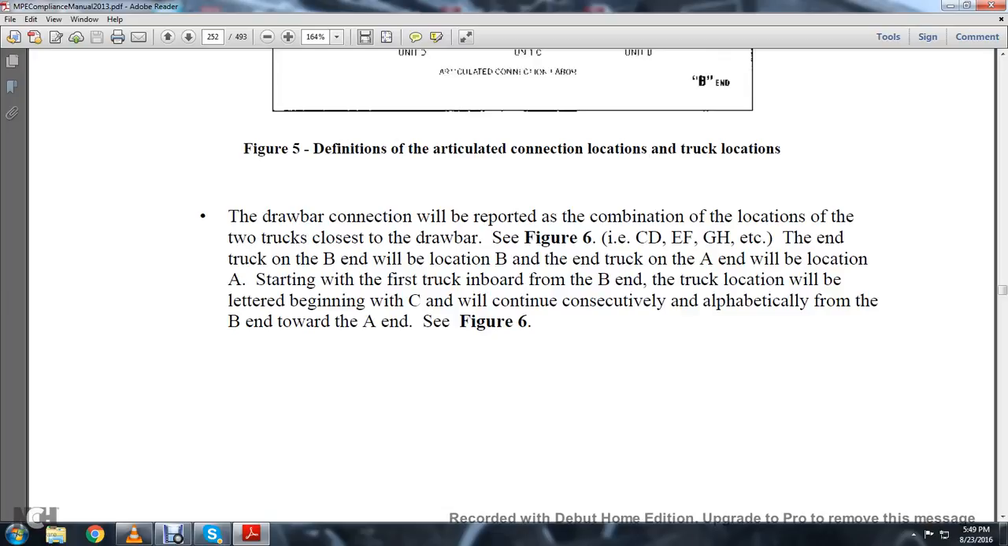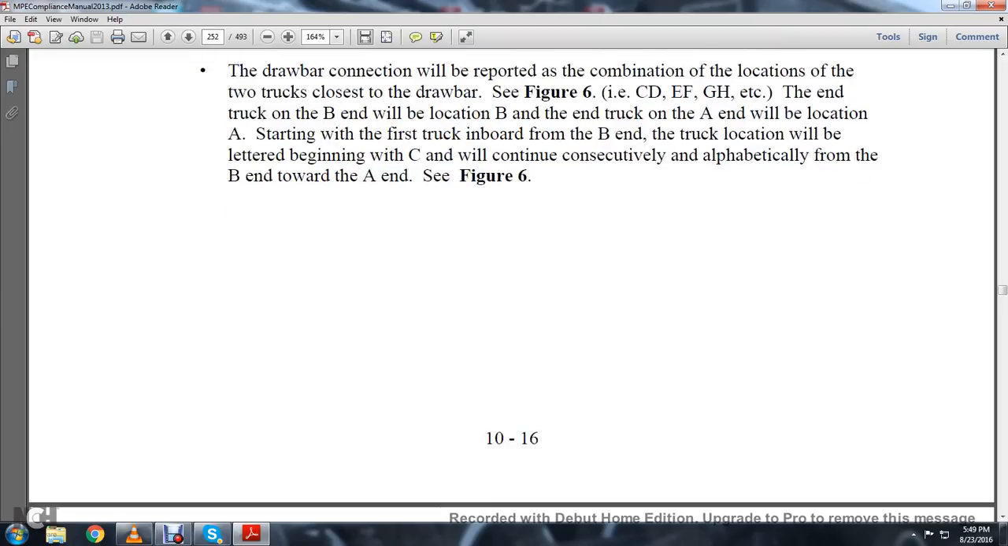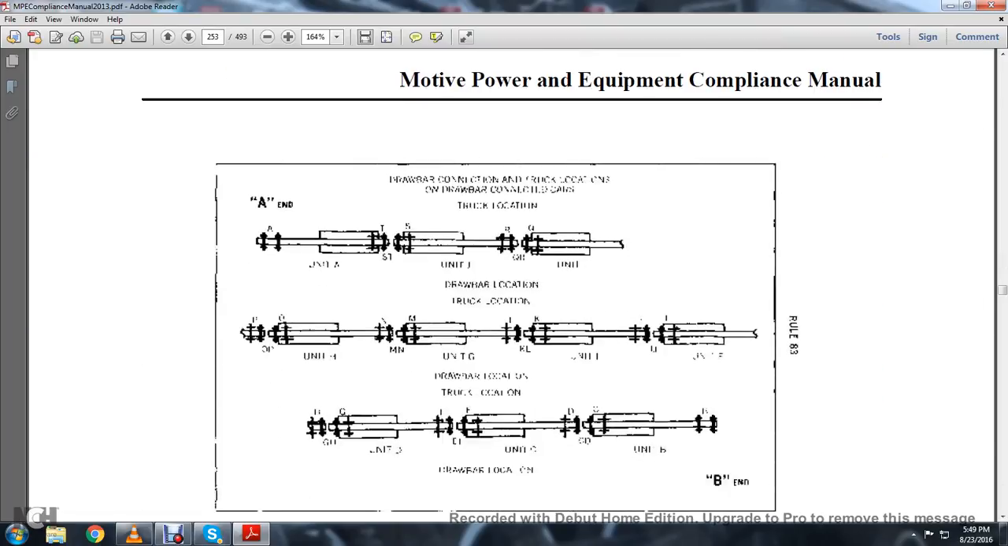The drawbar connection is reported with the combination location of the 2 trucks close to the drawbar. See Figure 6. The B end of the truck location will be the B end, and starting with the first truck inboard from the B end, the truck locations will be entered beginning with C and will continue consecutively alphabetically from the B end toward the A end. So you have your B end and it goes alphabetically in consecutive order.